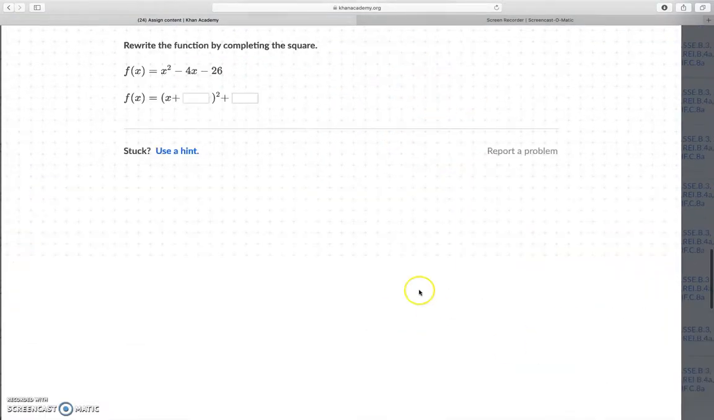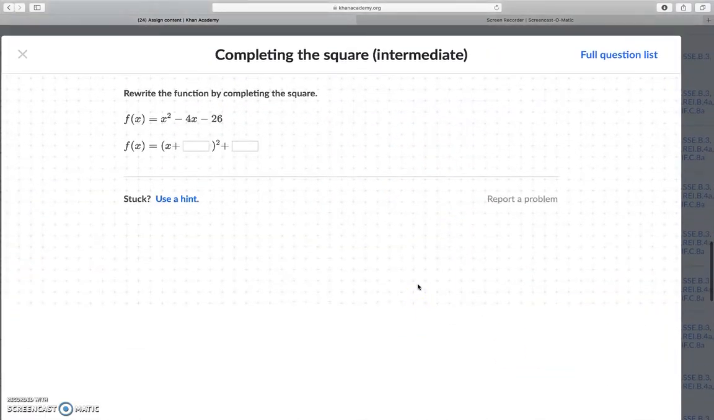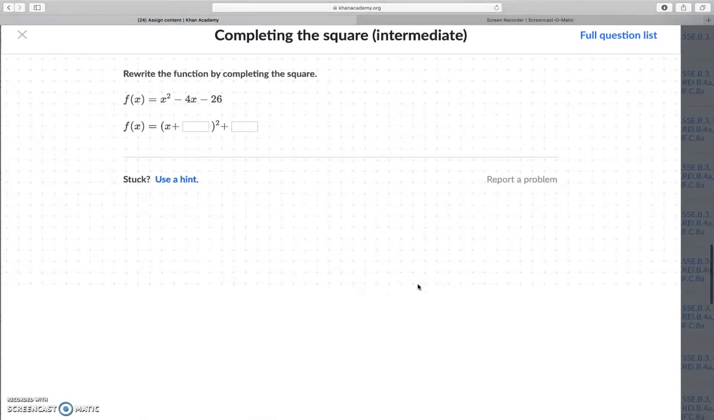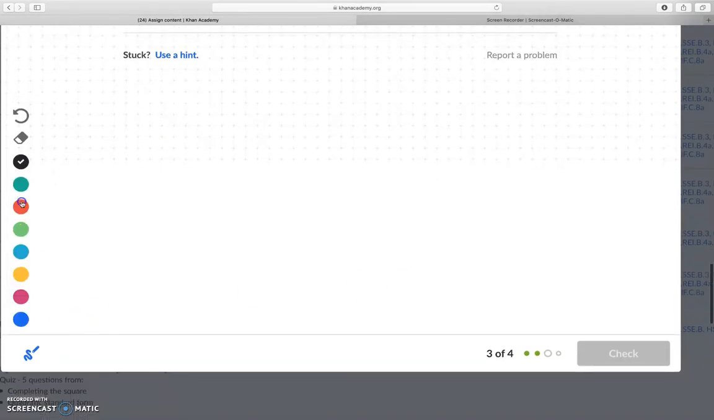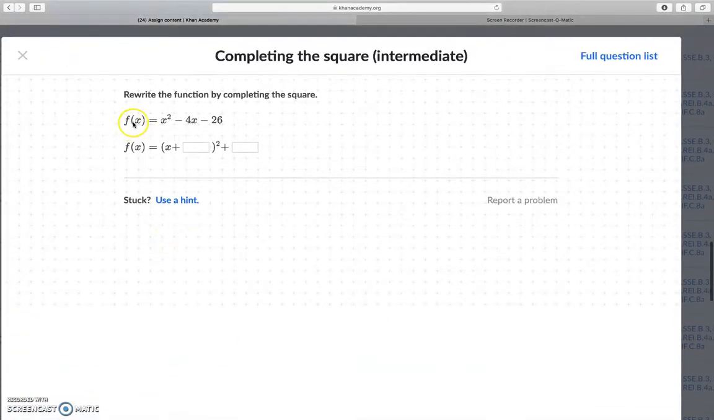Let's try one more. Maybe I'm just getting lucky. I don't know. Oh, I think I was just getting lucky. Okay, so this is going to be a little bit more complex.